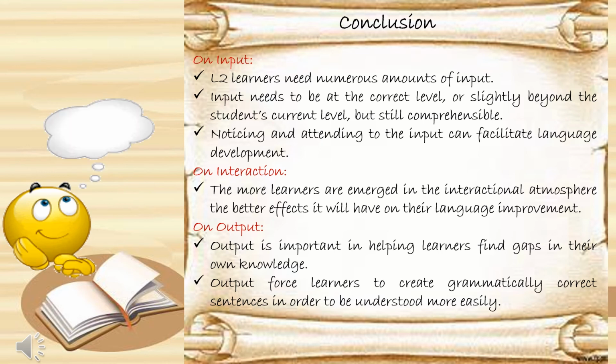For interaction, the more learners are immersed in the interactional atmosphere, the better effects it will have on their language improvement. And for output, output is important in helping learners find gaps in their own knowledge. And lastly, output forces learners to create grammatically correct sentences in order to be understood more easily. That's all for input, interaction, and output in second language acquisition.